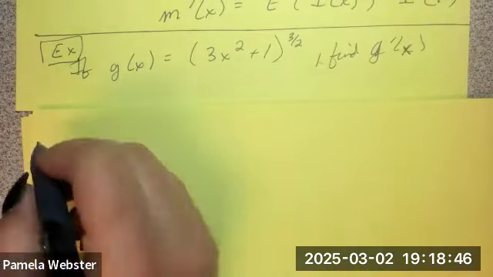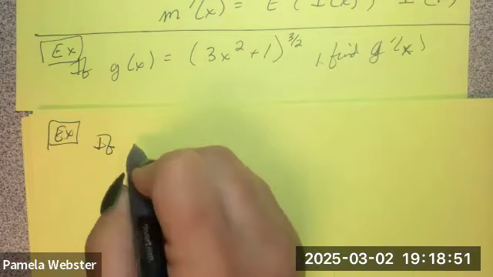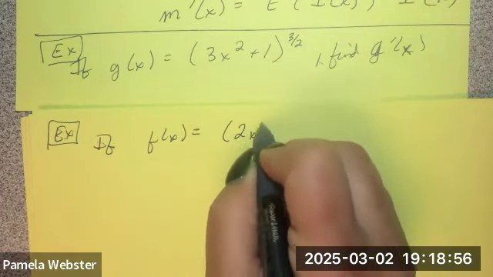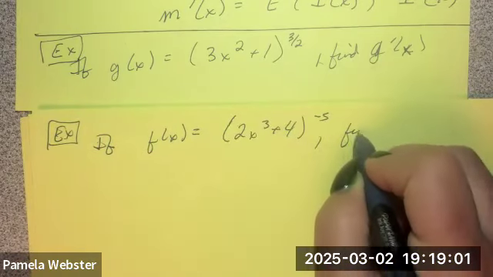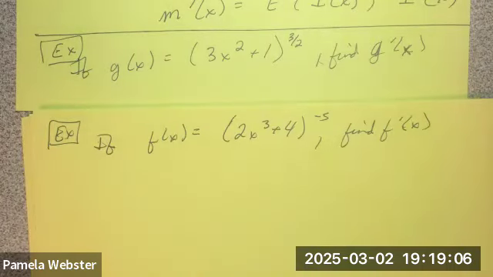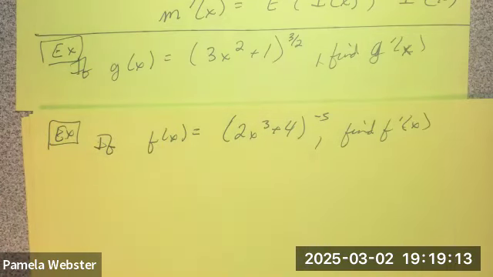And then the other one is if f of x equals 2x to the third plus 4 to the negative 5, then find f prime of x. So I feel like you should be able to run through these 2 pretty quickly. They definitely look like power rules to me. I'm going to press pause and do my work. You press pause and do your work. And when you're ready, come back and see if your stuff matches.